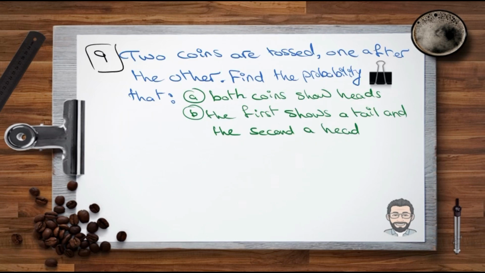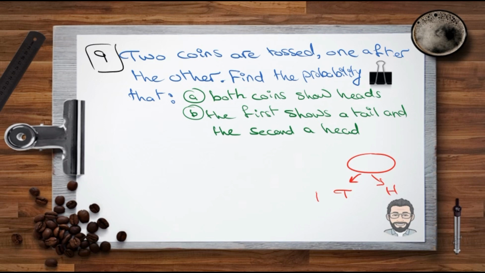Okay, and number 9. Two coins are tossed, one after the other. Find the probability that A, both coins show heads. Letter B, the first shows a tail and the second a head. So firstly, you're going to draw here a coin if you want. It's not important. Just to remind you something, here, tail or head.